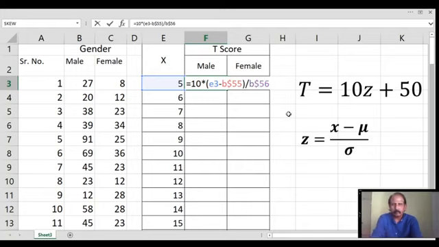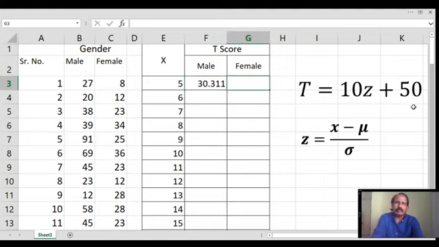Then, in the result of this entire expression we have to add 50, according to the statistical formula of T, that is 10Z plus 50. We have completed the work of 10Z. Now we have to add plus 50. So we write plus, then we write 50. Then we press the enter key. In this way we get the T-score for male for X equals 5.